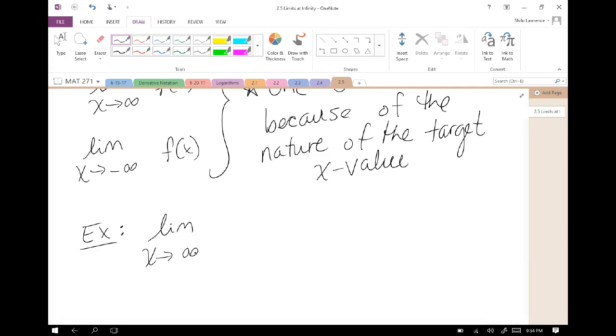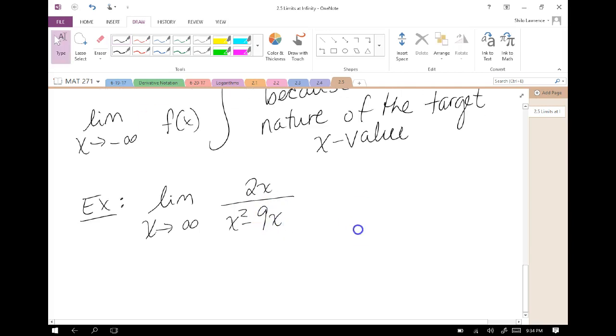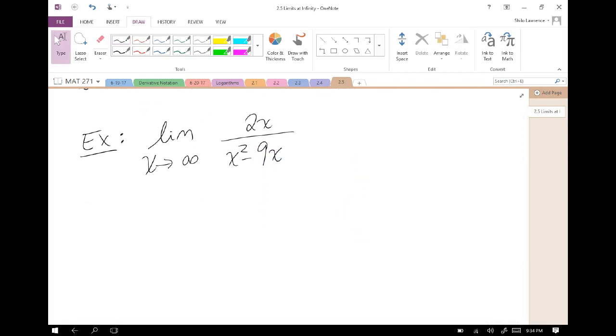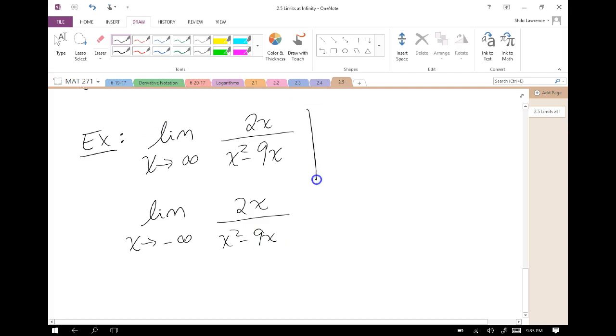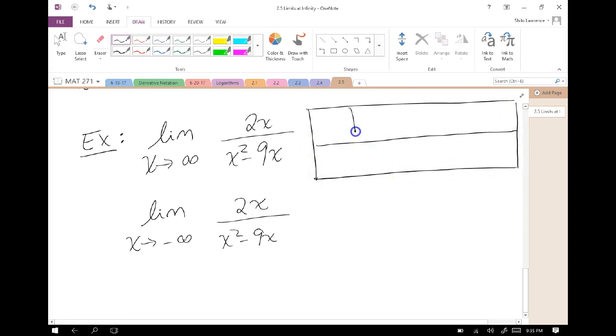let's say for 2x over x squared minus 9x, and we'll do this on the left and the right. So limit as x approaches positive infinity and negative infinity. When we do the chart, we want to get closer to infinity by powers of 10.